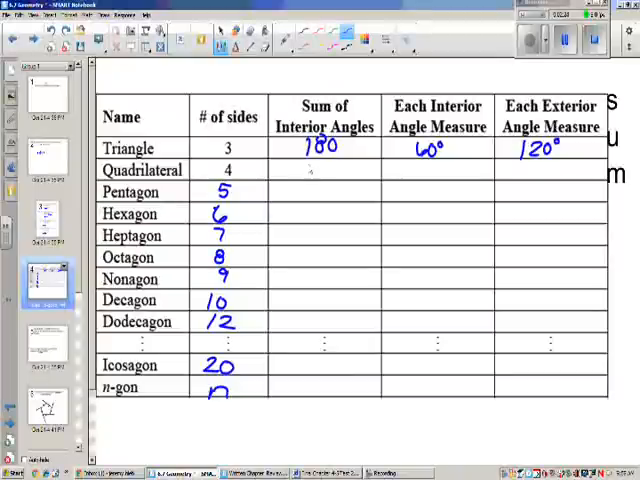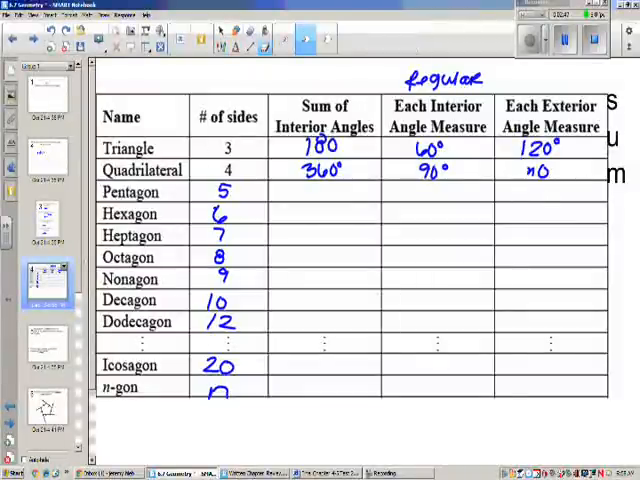Quadrilateral adds up to 360. We just learned that in the previous lesson. Each interior angle in a regular quadrilateral, so I should write regular up here, is 360 divided by 4, 90 degrees. And again, they have to be supplementary, so the exterior angle has to be 90.